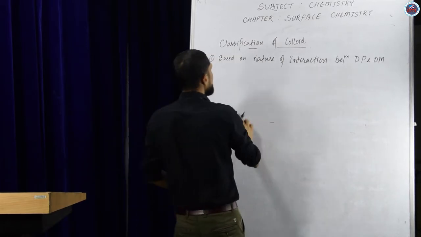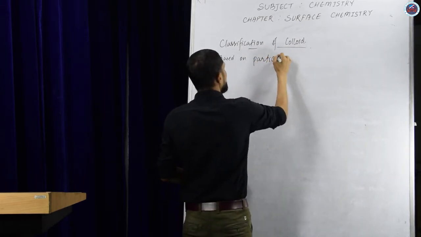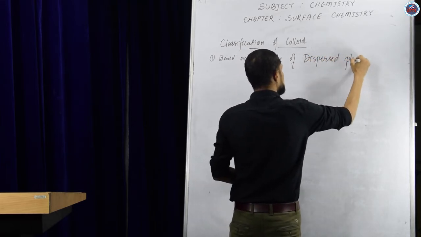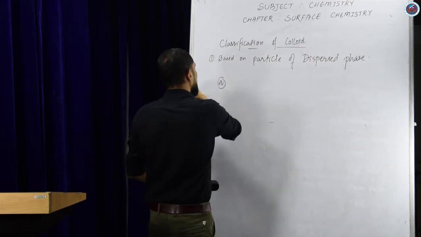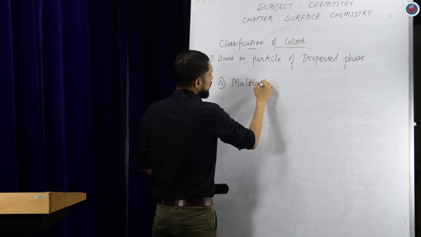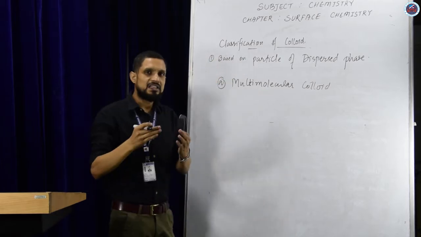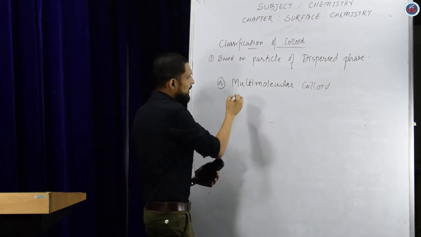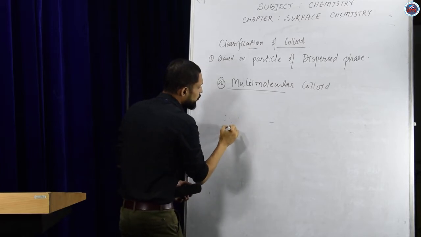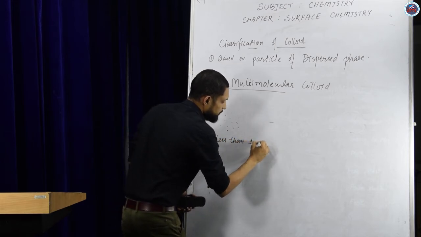The next classification is based on the particle of dispersed phase. So first is multi-molecular colloid. Multi means many. So in case of multi-molecular colloid, initially the size of the particle is less than 1 nanometer.